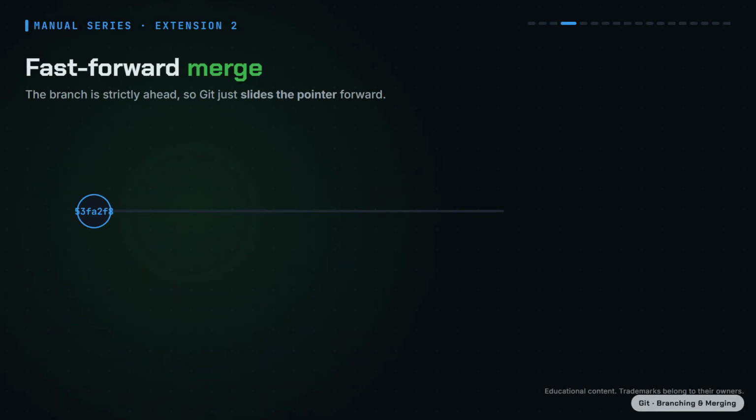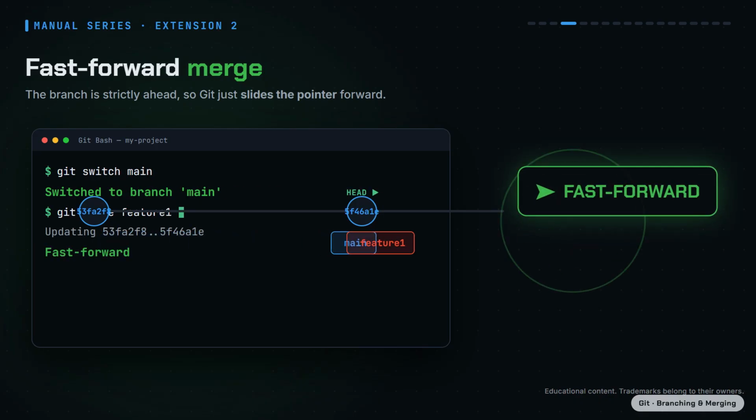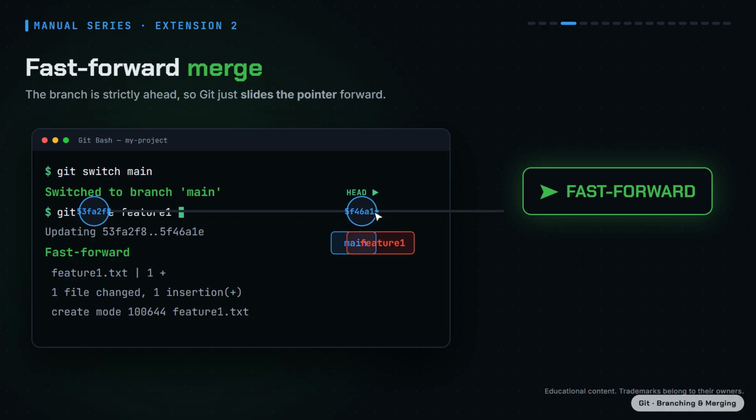Now let's merge. After a commit on your feature branch, switch back to main. Run git merge, followed by the branch name. Git moves the main pointer forward to the newest commit. This is called a fast forward merge, because there is no new commit, just a fast slide of the pointer.